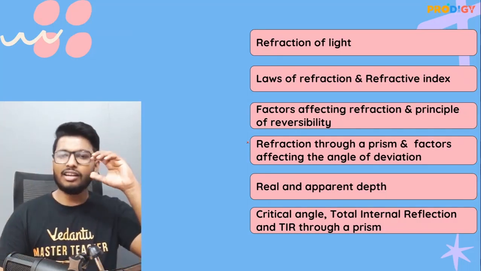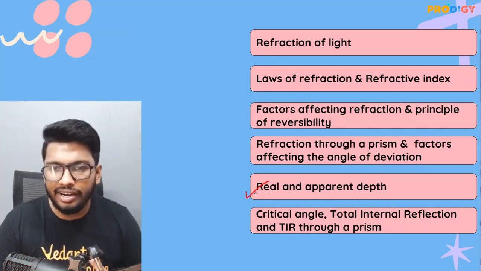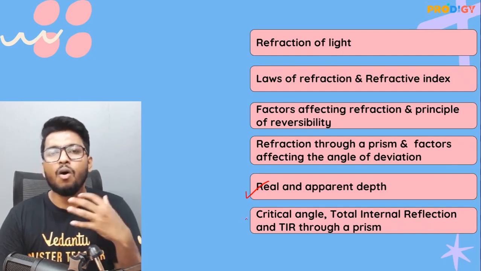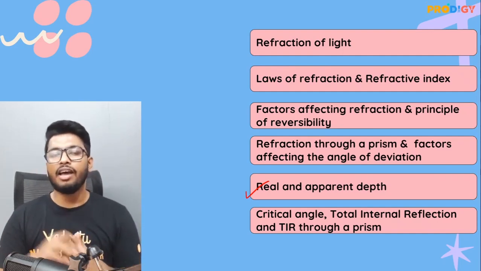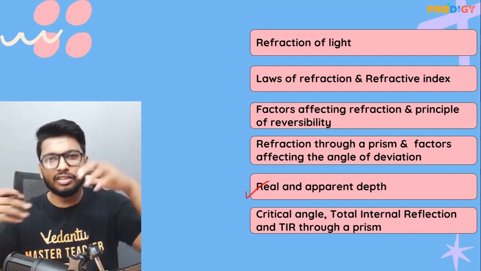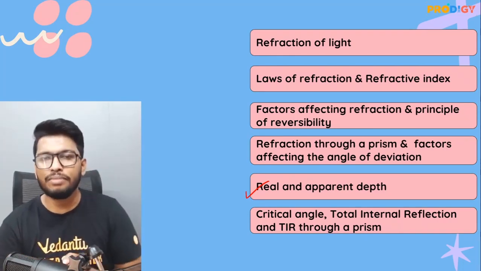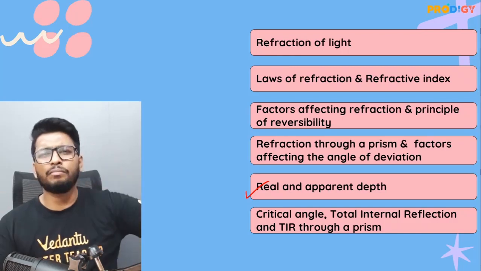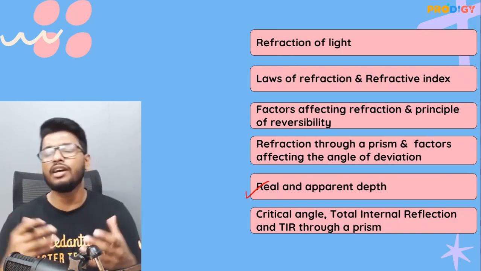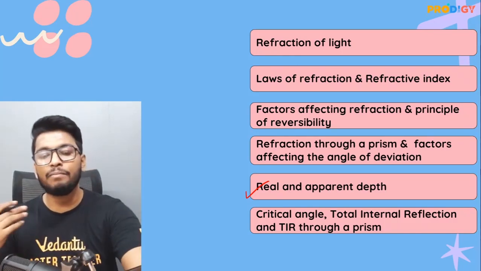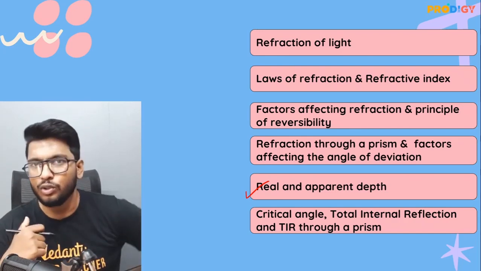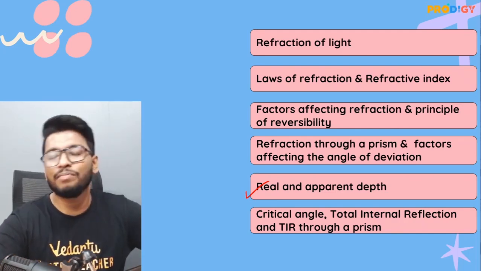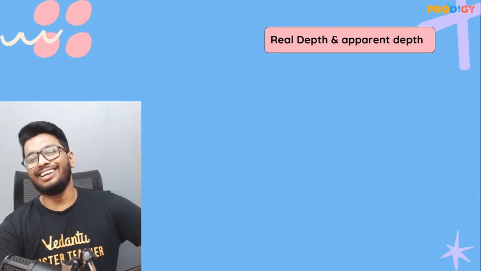Today, we'll understand a little bit about real and apparent depth. What exactly is critical angle? How does total internal reflection happen? And if total internal reflection happens, how does it happen in a prism as well? I'll also tell you some extra information about where total internal reflection is used, what the applications of that are. Without wasting any time, let's get into the topic: real and apparent depth.